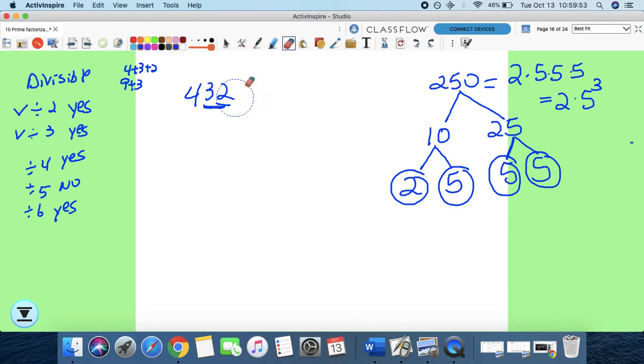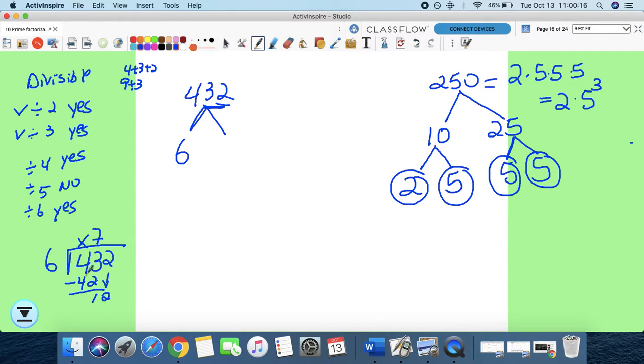So I'm going to pick 6. 6 times something, right, is 432. So let me over here divide this by 6. 6 goes into 4? No. 6 goes into 43? Yes, 7 times. Subtract 43 minus 42. Bring that down. 6 going into 12, 2 times. That's a 0. So it's 6 and 72.